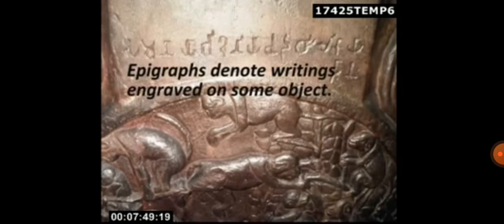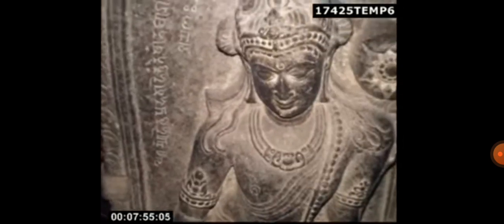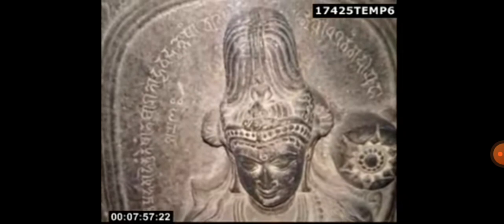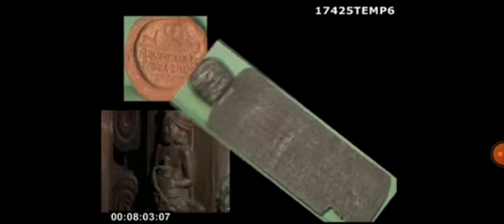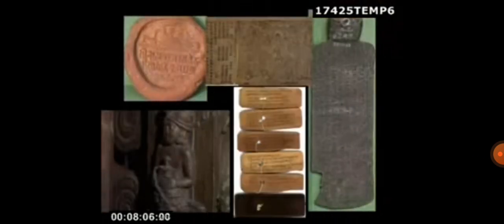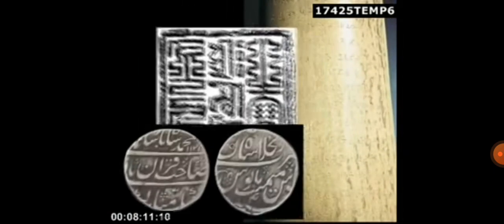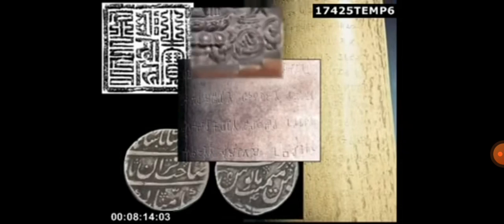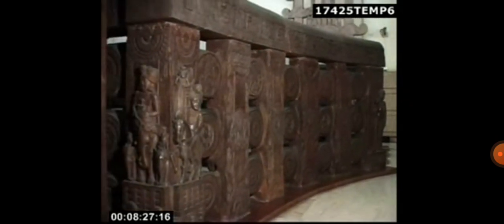Epigraphs, or inscriptions, denote any writing engraved on some object. In India, we find inscriptions on a variety of media: clay, rock, metal, wood, palm leaves, and so on. They are found on pillars, seals, coins, walls, statue pedestals, and so on. Depending on the media used, inscriptions are found all over India. These pillars from Barhut contain a number of inscriptions.